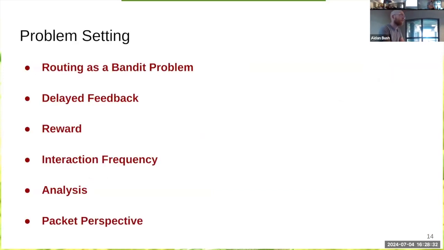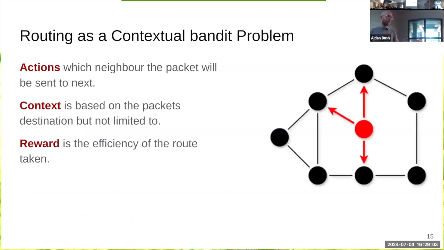All right. So then we're going to talk about the problem setting here. I'm just going to give a brief overview of how I approach the routing as a bandit problem, the delayed feedback, the reward I use, and then a bit on the properties of the network routing problem itself, which is the frequency of interactions, how I analyze it, and then a different way to view the problem. I alluded to this earlier in the talk.